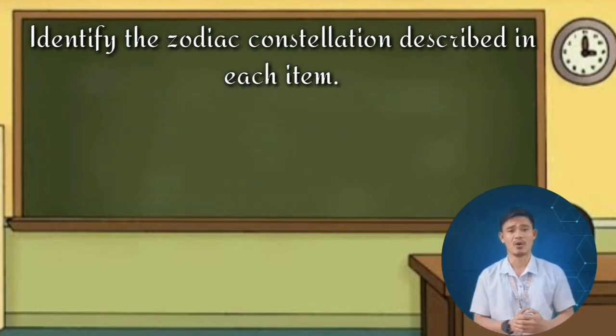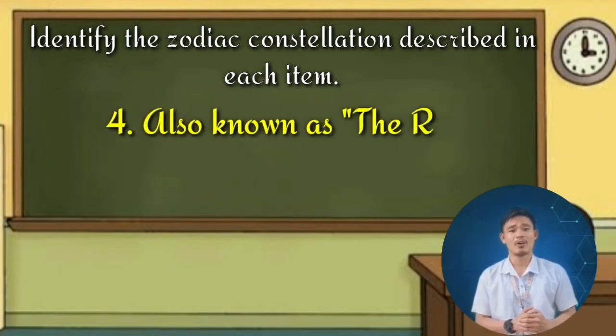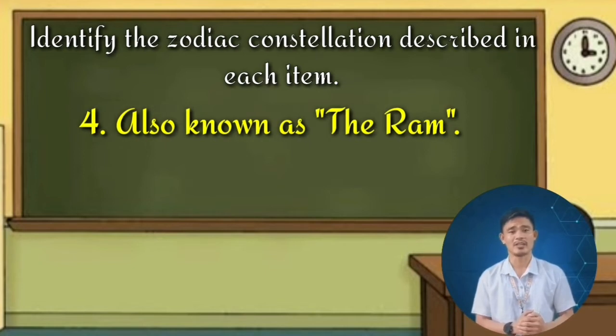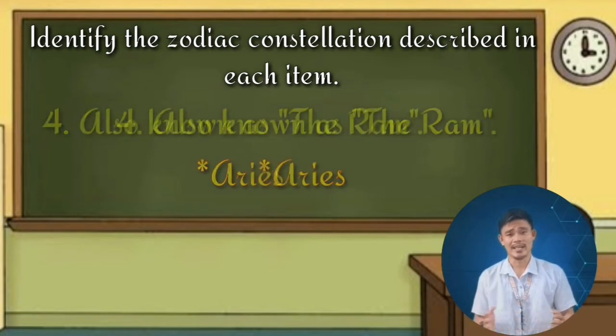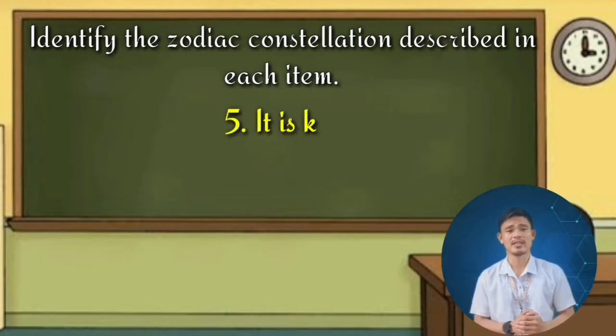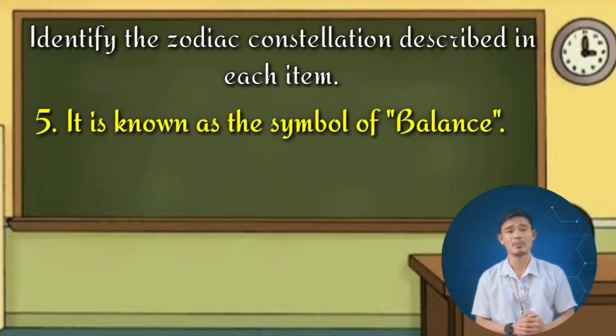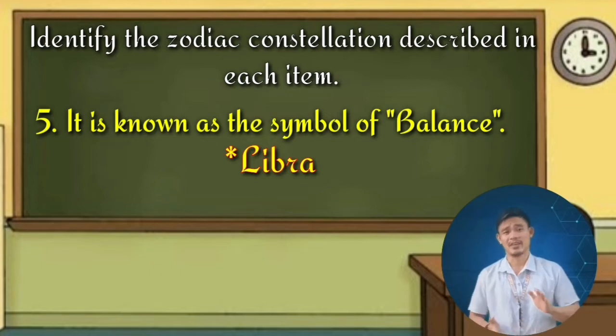For item number 4, it says, a constellation that is also known as the Ram. The correct answer is Aries. Next, number 5. It is known as a symbol of balance. Very good. The correct answer is Libra. That's right.